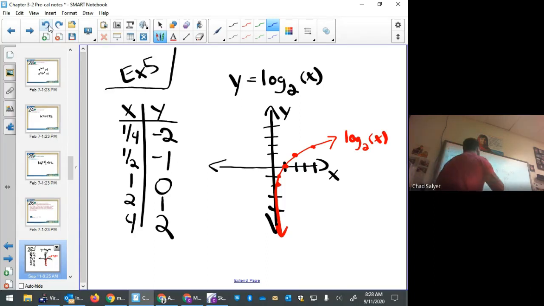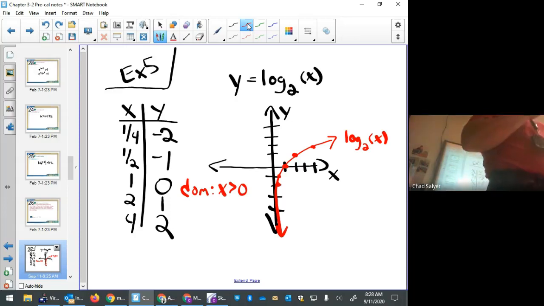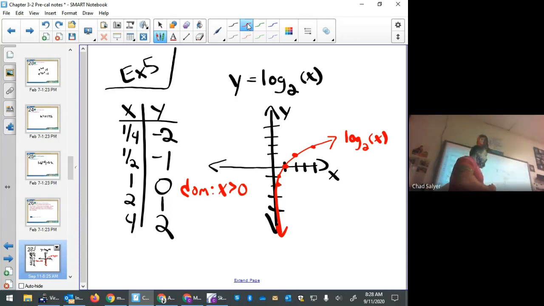So log base 2 of x, let's talk about its characteristics. First of all, the domain. It's going to be x greater than 0. You remember how the range for the exponential was y greater than 0? Well, here its inverse has that same range for its domain. So the domain is x greater than 0. The range is going to be y is a real number. In other words, any y is valid.